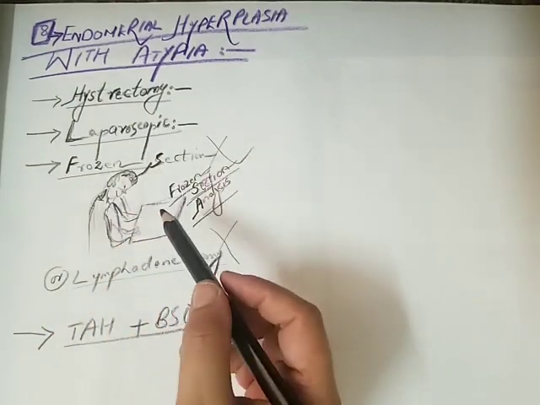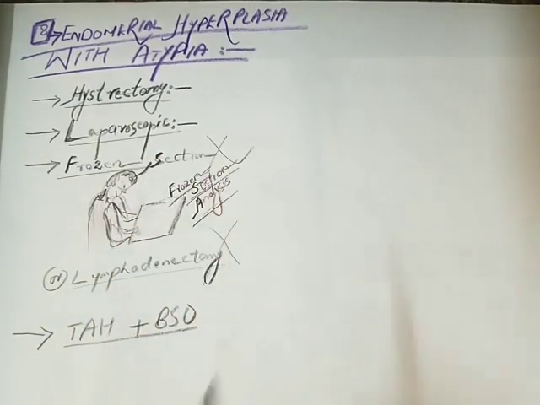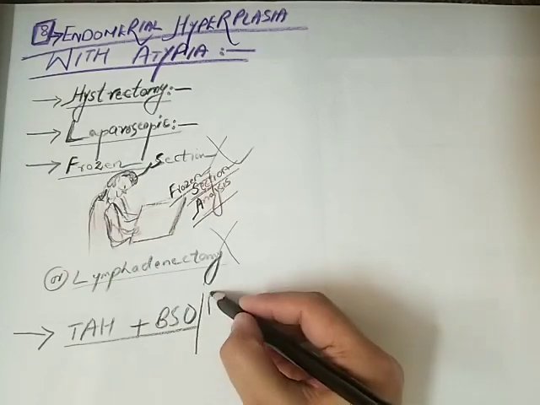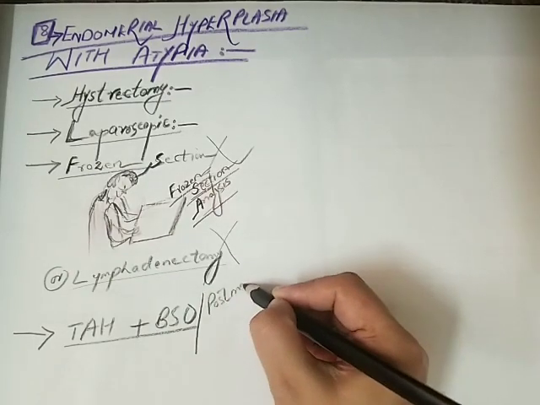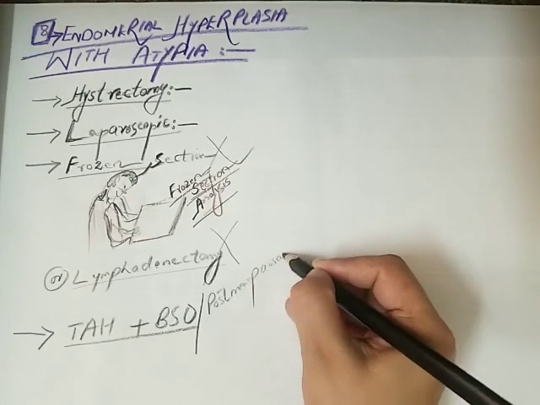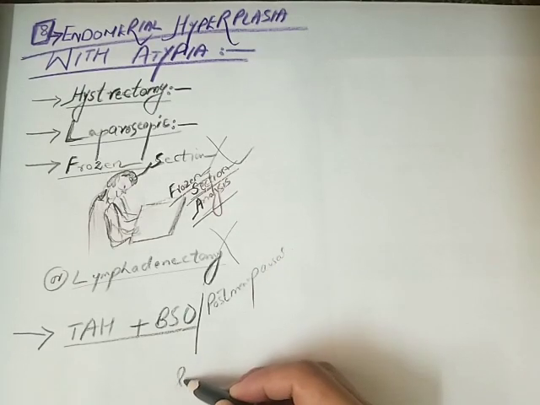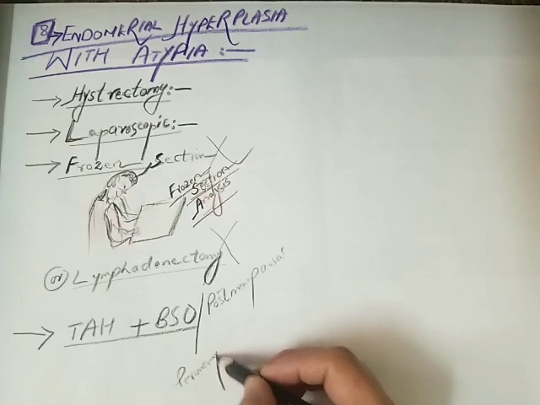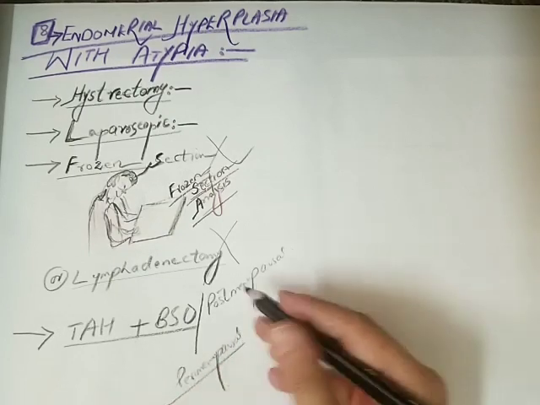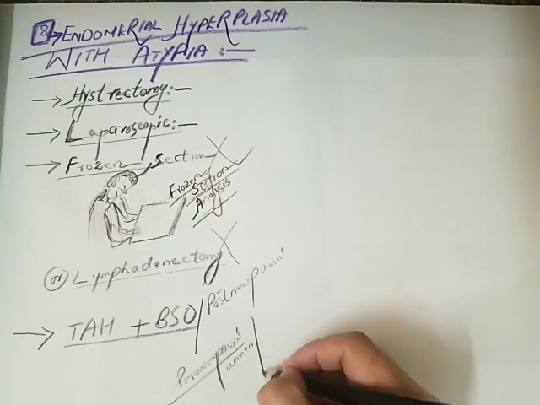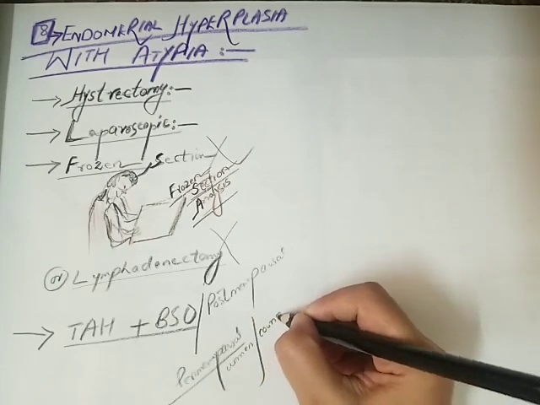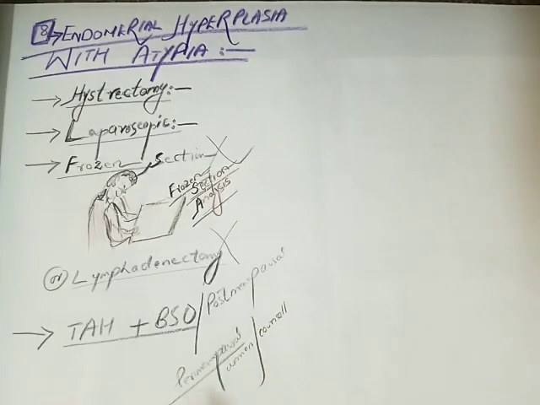This is for the postmenopausal women. For postmenopausal women, we have to offer TH plus BSO, and for perimenopausal women, we have to discuss with them. For perimenopausal women, the choice is that of counseling. The decision to remove the ovaries should be individualized. However, bilateral salpingo-oophorectomy should be considered, as this may reduce the risk of future ovarian malignancy.